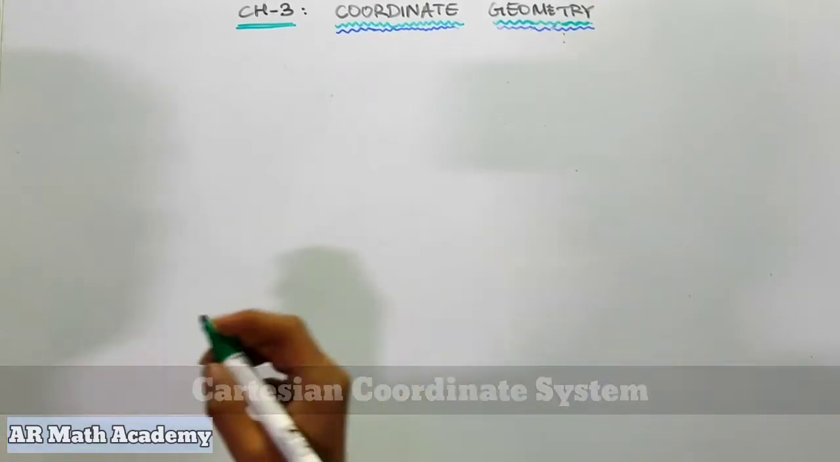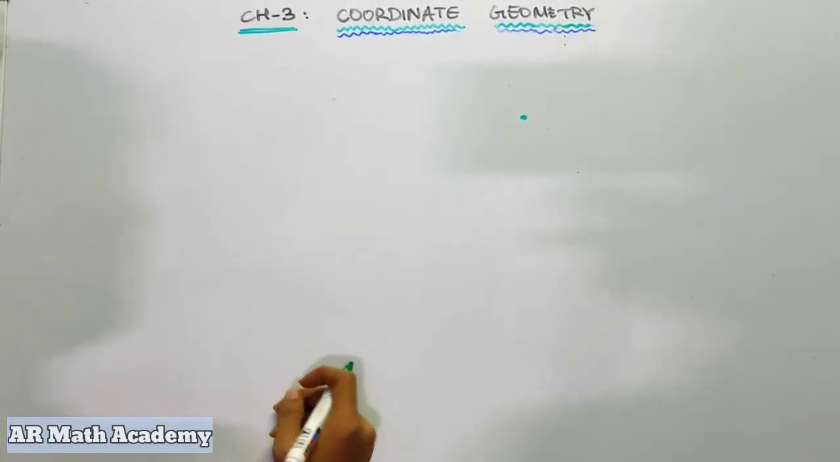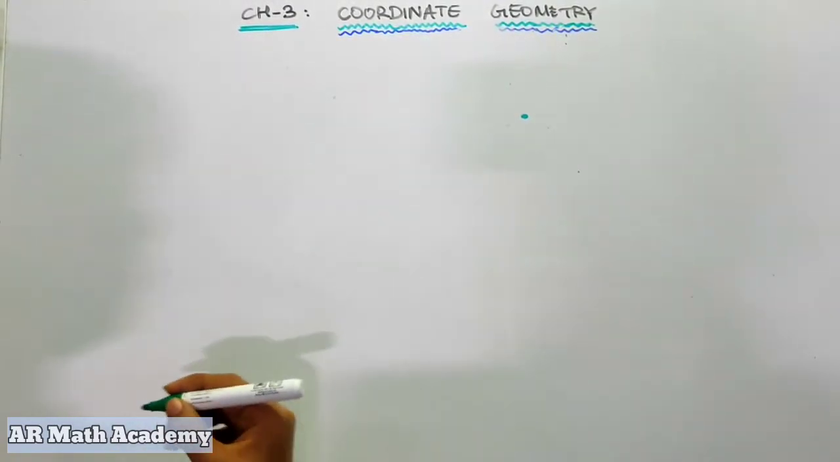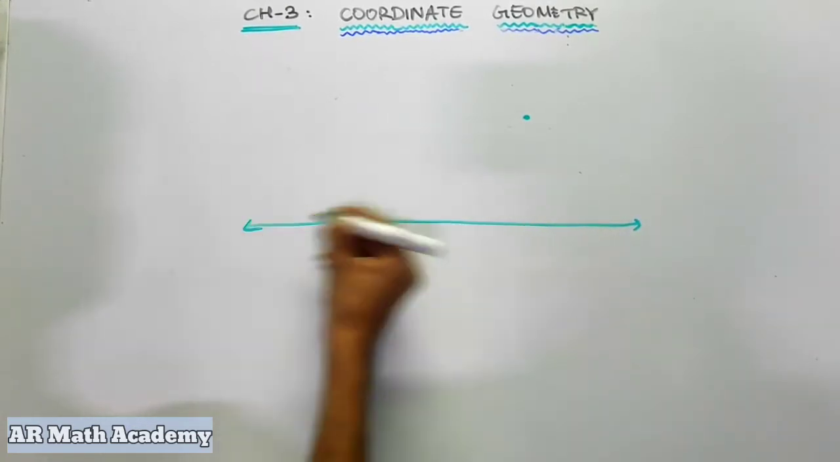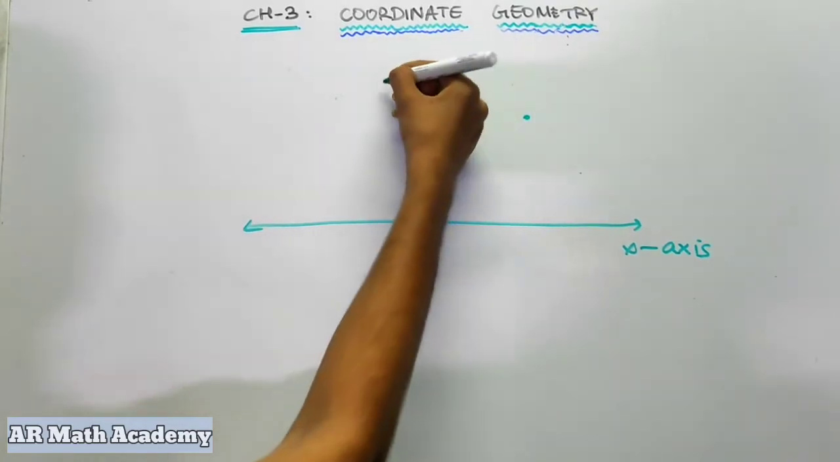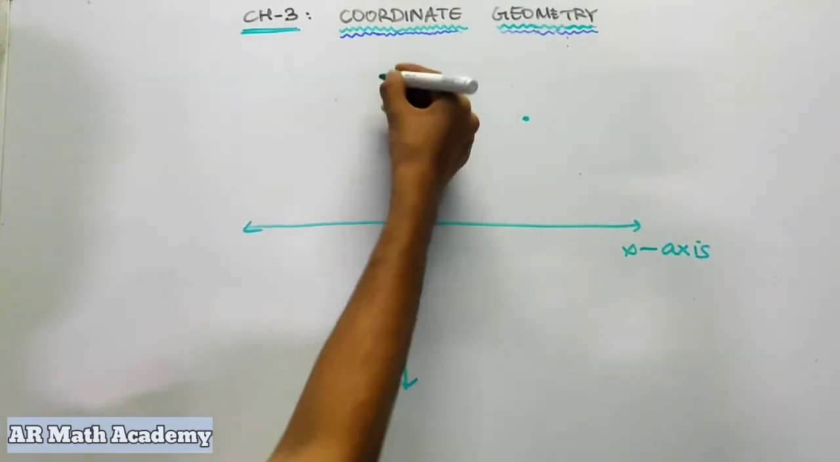Now how does it work? Suppose you have a point over here. In order to locate this point, he invented the Cartesian coordinate system. What does it consist of? It consists of a horizontal line which is called the x-axis. I'll write it over here. This is called the x-axis, and he represented a vertical line which is called the y-axis.